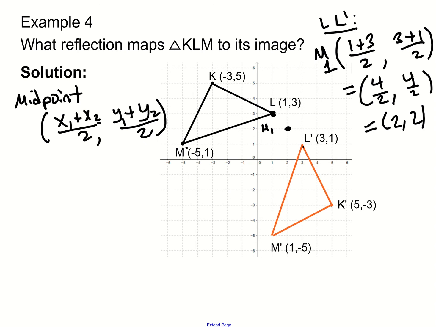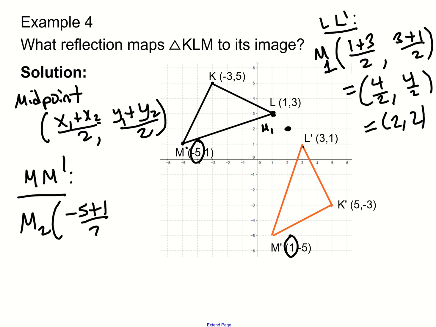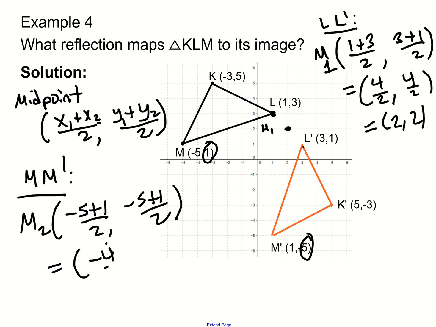Okay, so let's do M2. Let's do the midpoint of M prime. So we're going to add the x coordinates, -5 and 1. So -5 plus 1 over 2. And now we will do the y coordinates, -5 plus 1 over 2 as well. And so we get -5 plus 1 is -4.